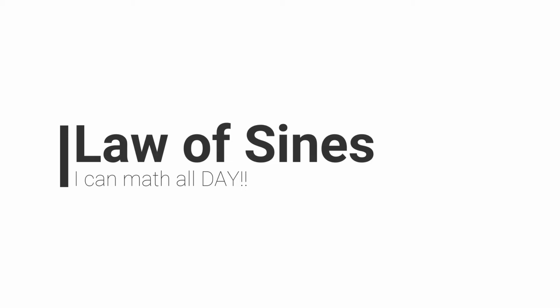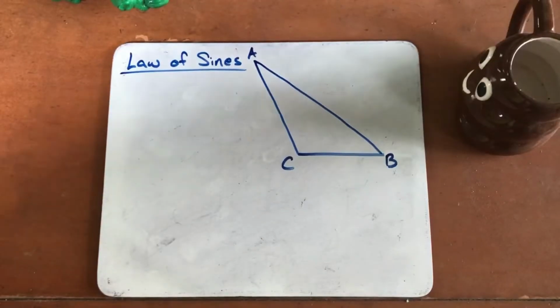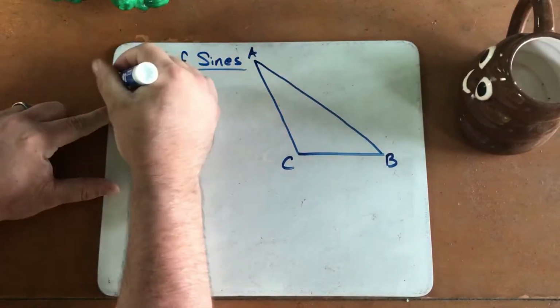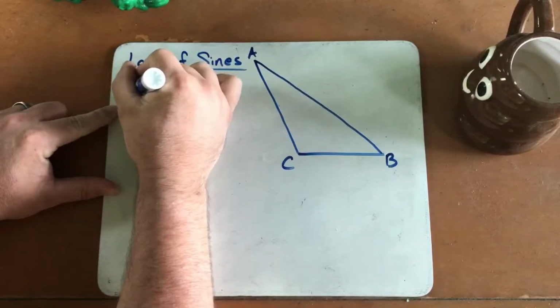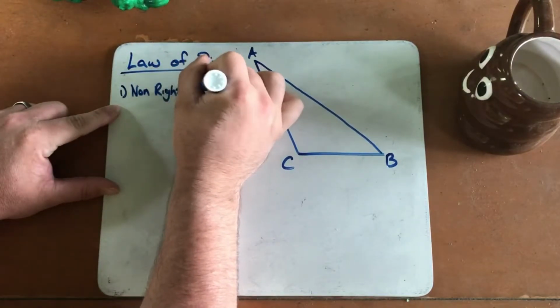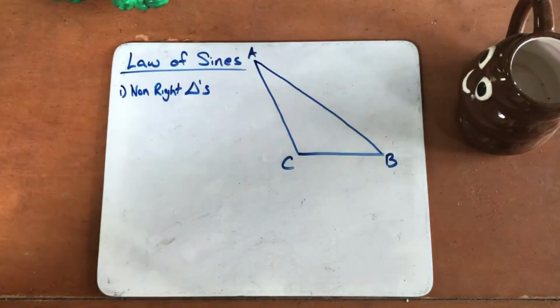Of sines. The law of sines. The law of sines is one way that we can find missing measurements of angles and sides for triangles that are non-right triangles. So this is used for non-right triangles.